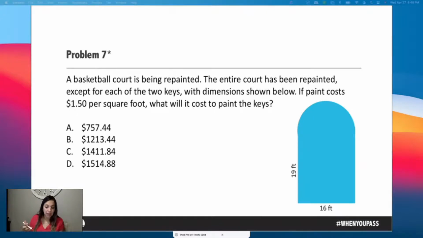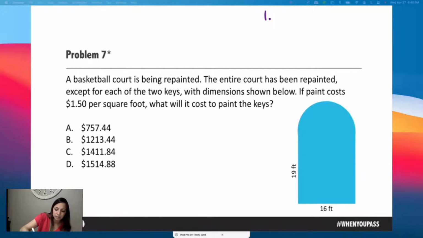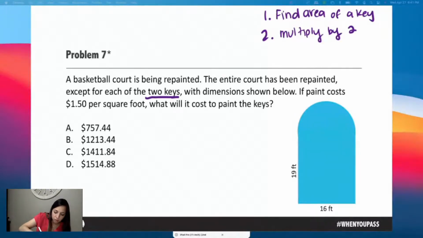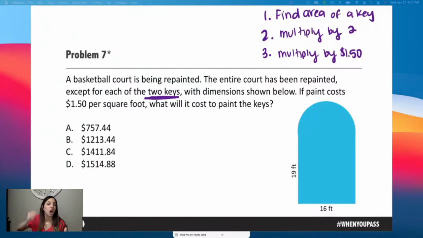Let's come up with a plan together. Number 1, what do I need to find? I need to find the area of a key. Then what do I need to do? Then I need to multiply that number by 2. Why do I need to multiply by 2? Well, because on a basketball court, there's 2 keys. Then what do I need to do? Then I need to multiply by $1.50. Why? Because that's going to be the cost of the paint per square foot.